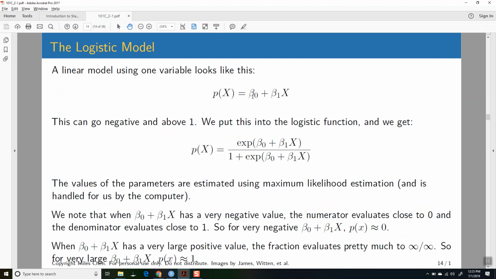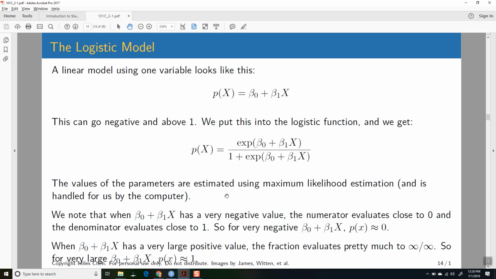Okay, and so this is what the linear relationship might look like. So if we wanted to predict a numeric response based on one predictor, so this is based on simple linear regression, you've got your intercept, your beta 0, and your slope term beta 1, it'll look something like this, okay? If you put this into the logistic function, you get this, okay?